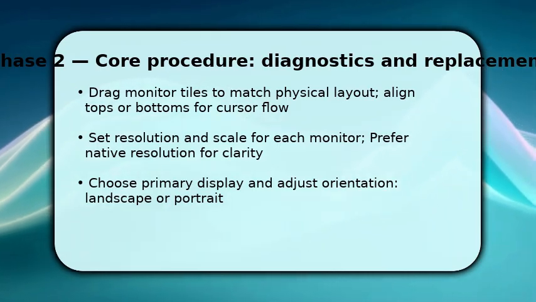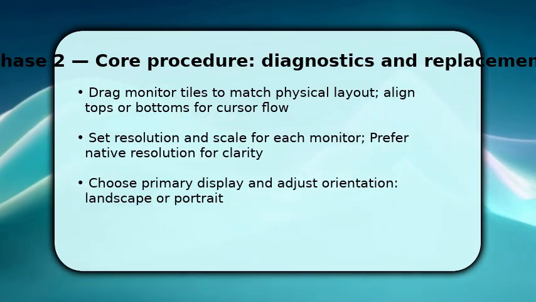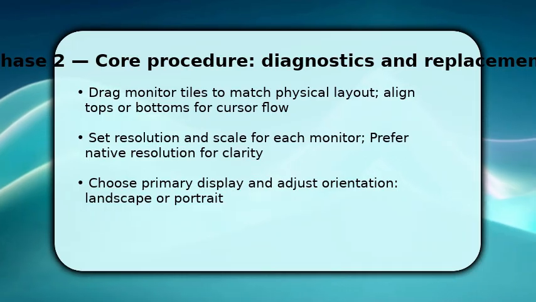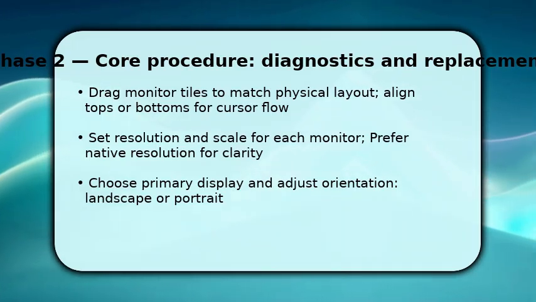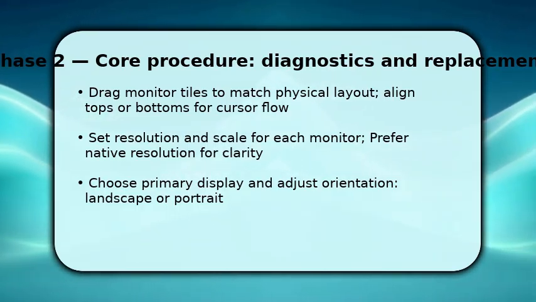Once configured, choose which monitor is primary so the taskbar and new windows open where you want them. If one display needs portrait mode, change orientation. This ensures consistent movement between screens. Finish by applying settings and restarting Windows so changes stick.